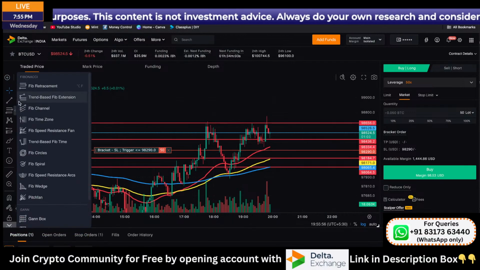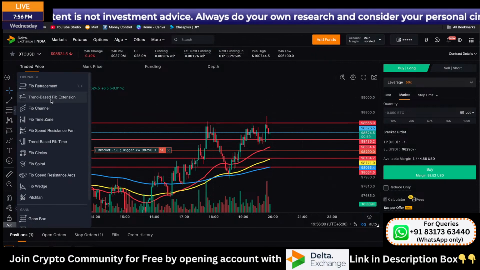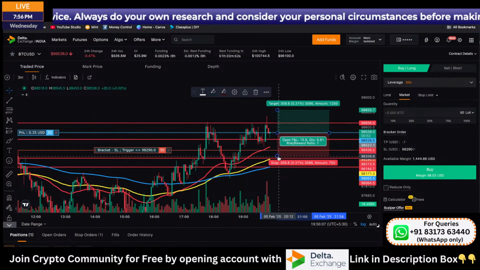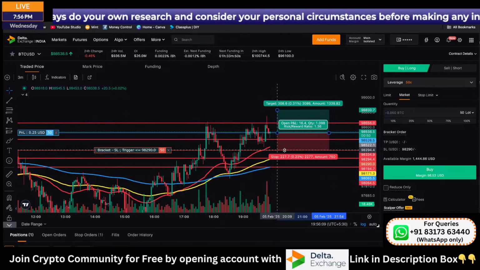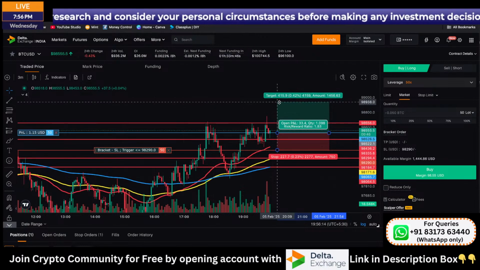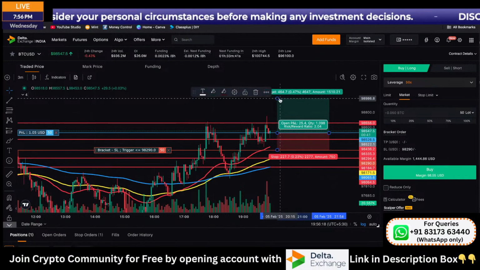So here I'll put the risk reward calculator. This is my entry. Stop loss I have placed a little below this level, and my target ideally has to be 1:1.5 or 1:2, at least that.